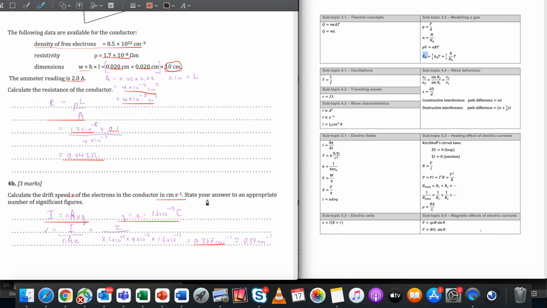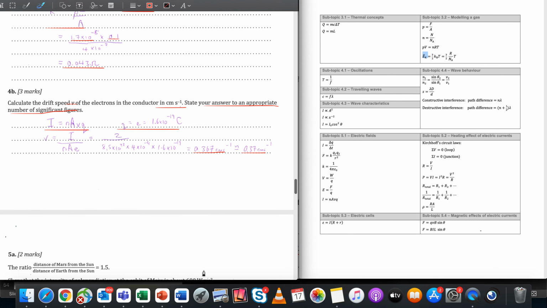Now, always worthwhile to state your answer to an appropriate number of significant figures. Well, what is appropriate here? Notice here, 2 significant figures, 2 significant figures, 2 significant figures. If you're calculating and using numbers which are 2 significant figures, then your calculated value should also be 2 significant figures. I forgot about the current here as well. This is also 2 significant figures. And so therefore you need to make sure that those match up.